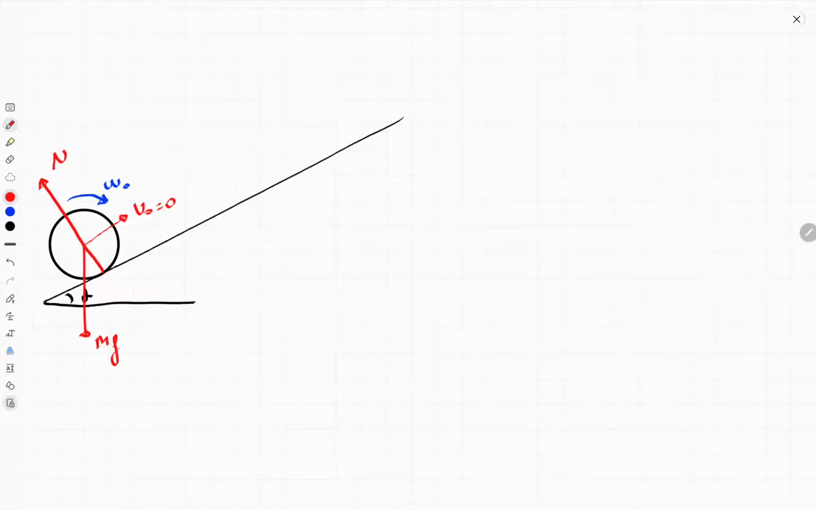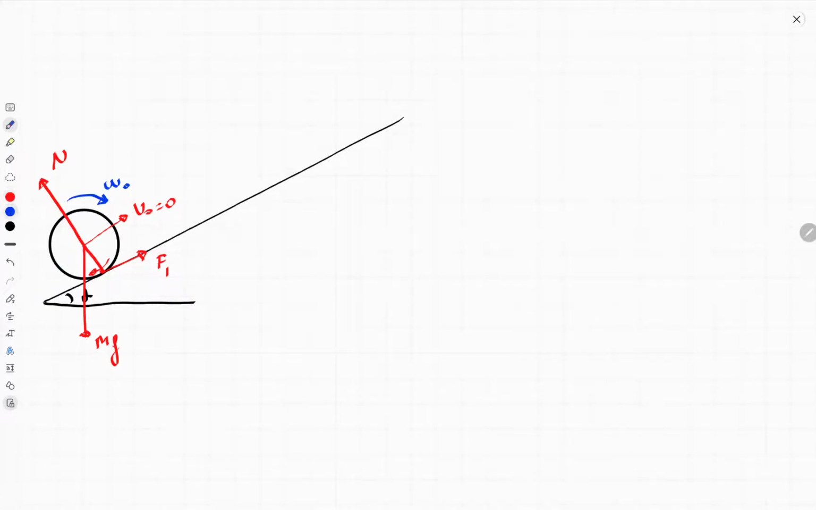What about the direction of the friction force? Since this point of the cylinder is rotating in this direction, the friction force is directed in this direction. Let's call it F1. No other forces. So it will move upward in this direction because of the friction force. Downward we have mg sine alpha.